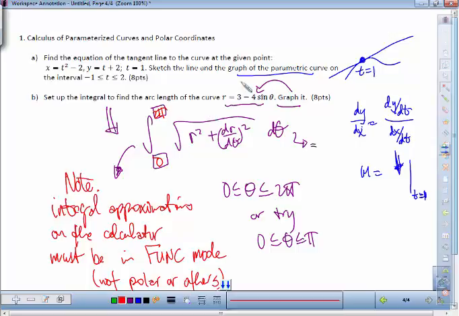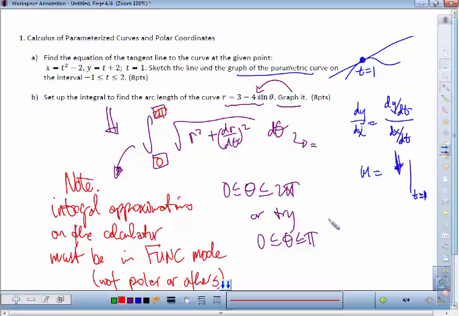And this particular problem, I don't know if it's obvious, but to me it's obvious that it goes from 0 to 2 pi. But if you don't know that, then you need to try it. Try 0 to pi, see what you get. And if there's drastic differences in your calculator, then you know you have to pick one that makes sense. Okay?